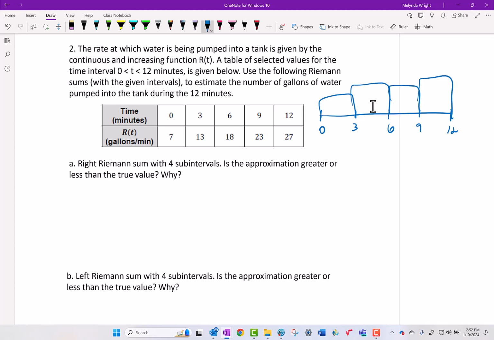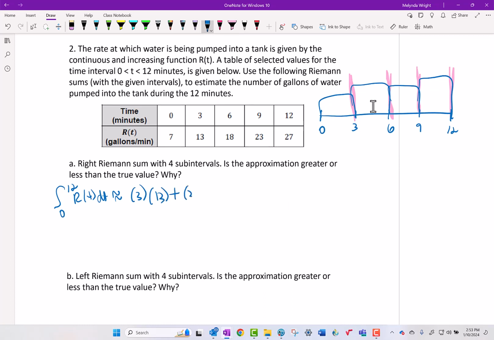So we're approximating, so we're doing the integral from 0 to 12 of r of t dt, which is approximately, and the width of all those rectangles is 3. We're doing a right Riemann sum, so I would use this height, that height, and that. I would use the right heights, right? The 3, the 6, the 9, and the 12. Okay, so let's do that. So the 3 was 13.